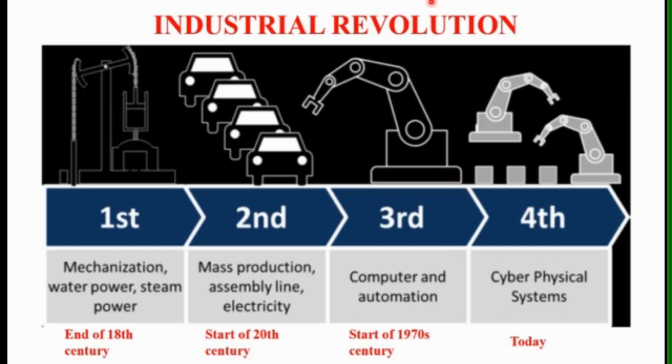This industrial revolution is divided into four phases: first, second, third, and fourth. The first phase is the mechanization phase, where water power or steam power is used to control mechanisms. This first phase starts at the end of the 18th century, and it shifts to the second phase at the start of the 20th century.